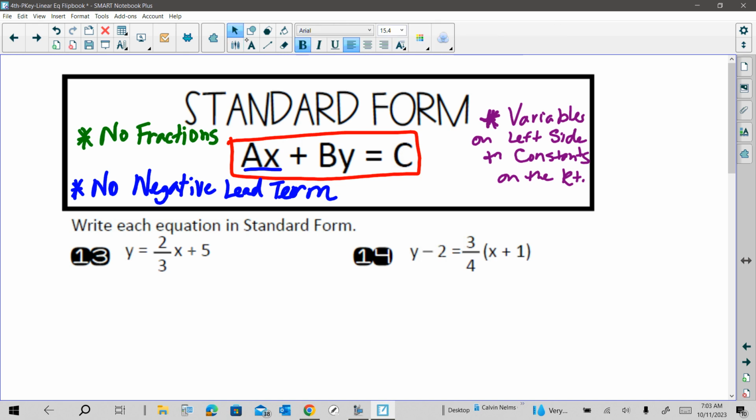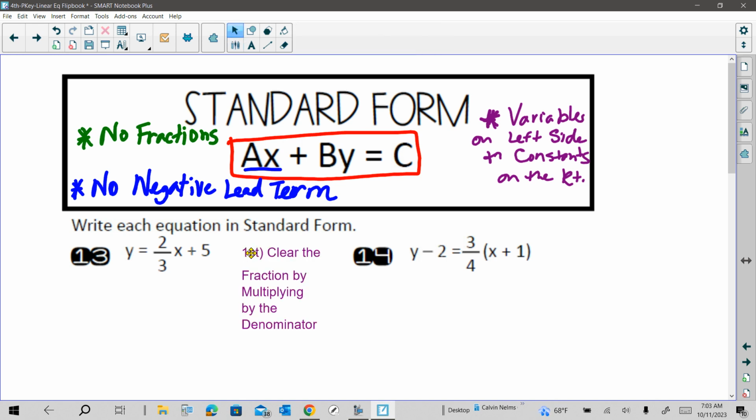Now, I'll give you some steps here. To change this into standard form, because I see a fraction here with just 2/3, the first thing we need to do is clear the fraction by multiplying by the denominator. Our denominator is this bottom number here, the 3. So we're going to multiply everything by 3, the left and the right side.